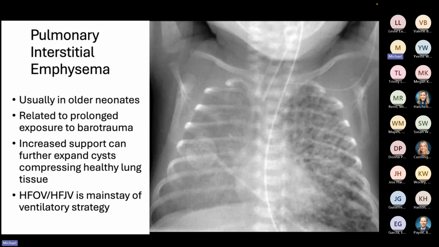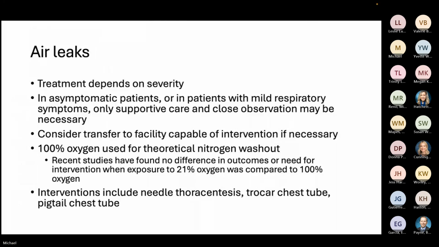One of the mainstays of pulmonary interstitial emphysema treatment is high frequency ventilation, whether on an oscillator or through a jet. And so for air leaks, really the treatment depends on severity. In asymptomatic patients or in patients with mild respiratory symptoms, oftentimes supportive care is all that's needed. Although I would always consider transfer to a facility capable of intervention for those infants who may be mild or asymptomatic at the start, but may worsen.